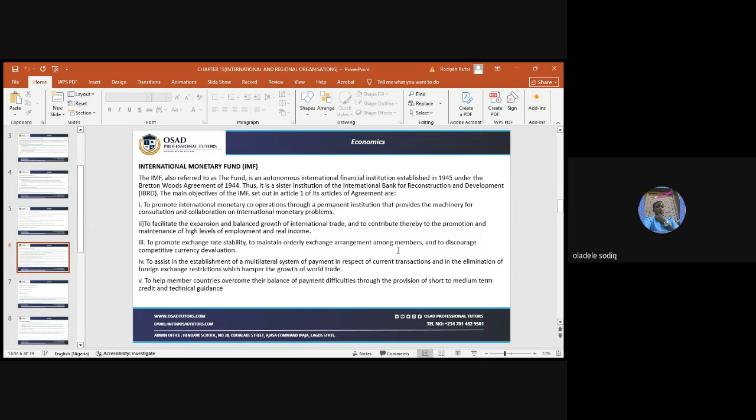Another one is to what? To facilitate the expansion and balanced growth of international trade. So they facilitate the expansion and balanced growth. Also, to promote what? Exchange rate stability. So another objective of the IMF is to promote exchange rate stability. Also, to assist in the establishment of a multilateral system of payment.